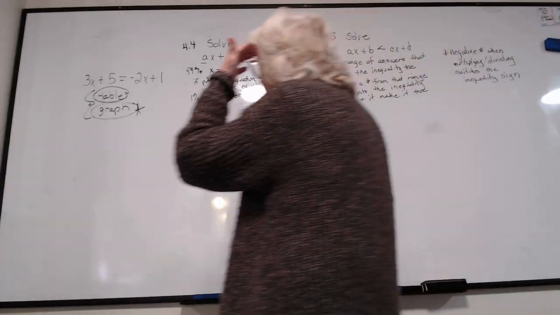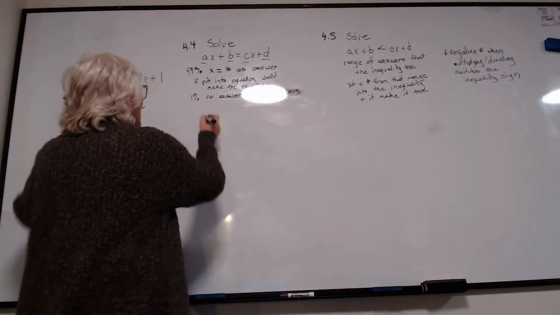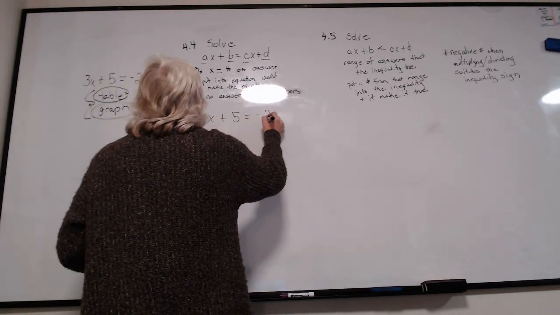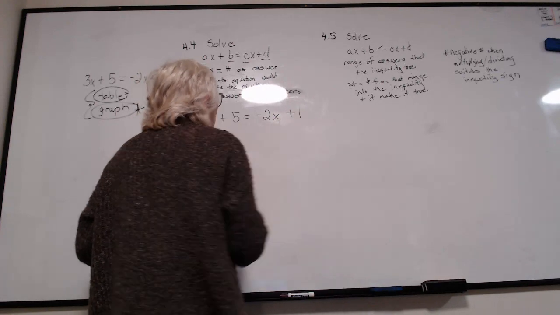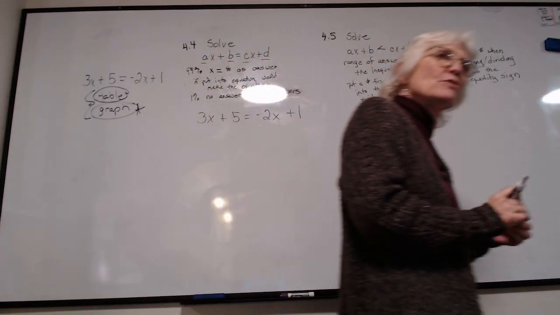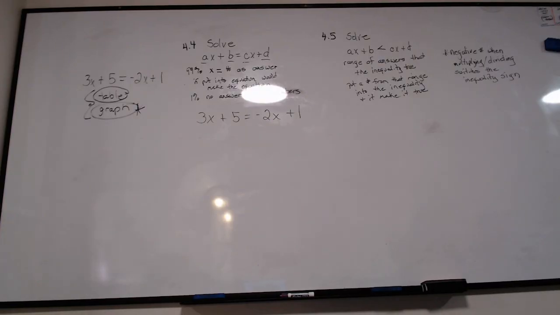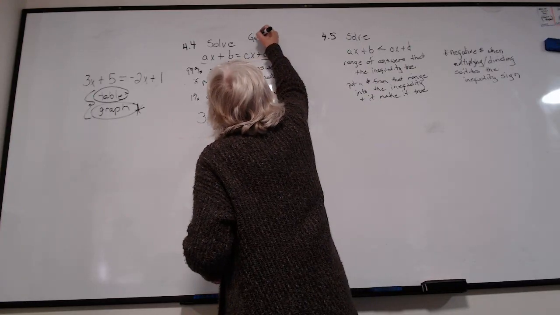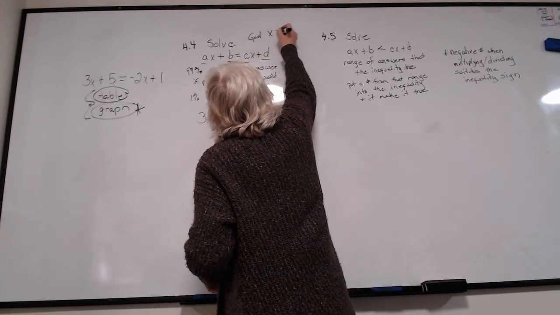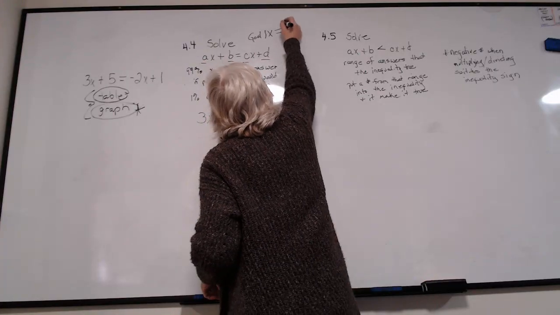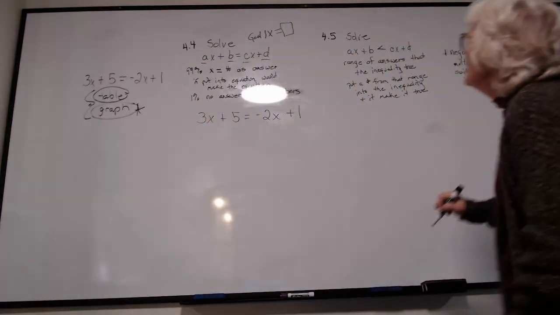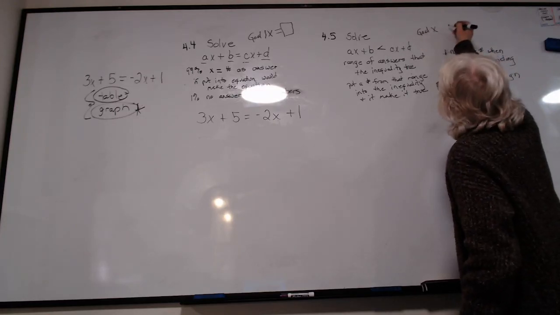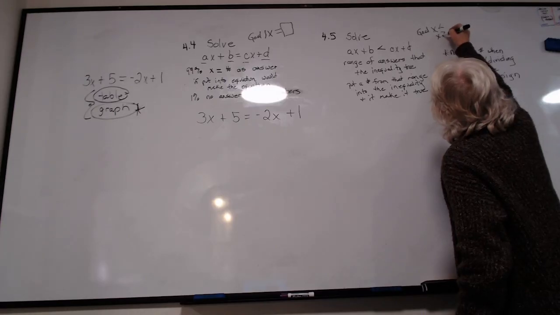Most of these are just inequalities that we're looking at. So let's start with this equation right here: 3x plus 5 equals negative 2x plus 1. Remember, when we are solving, our goal is to get 1x equals a number. Over here, our goal is to get x less than or x greater than a number.